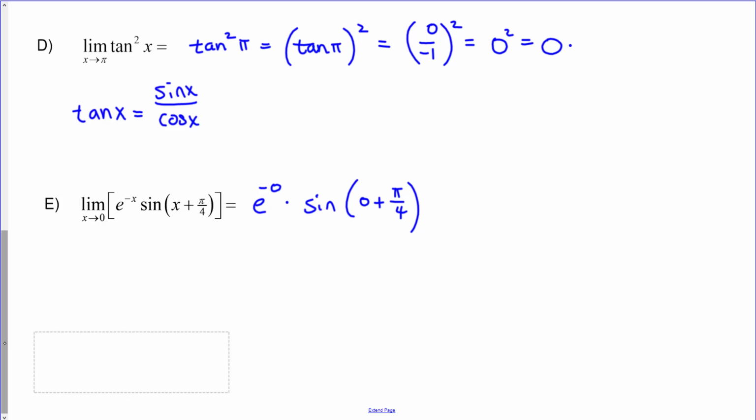So e to the 0, be careful. It's tempting to say 0, but something raised to the 0th power is equal to 1. Even e to the 0th power is equal to 1. So then it's 1 times sine of pi over 4. Sine of pi over 4 is the square root of 2 over 2. So 1 times that would be the same.